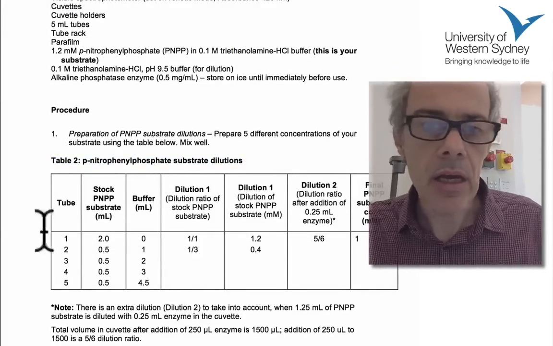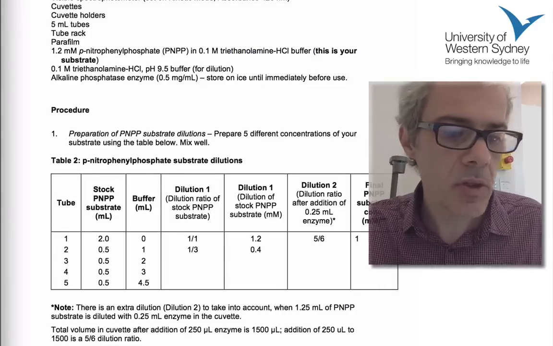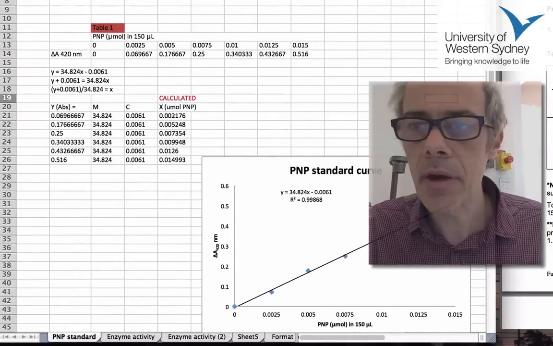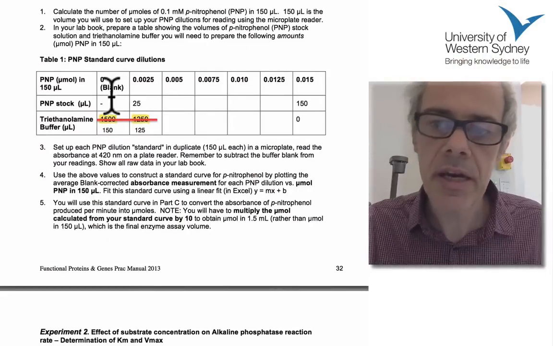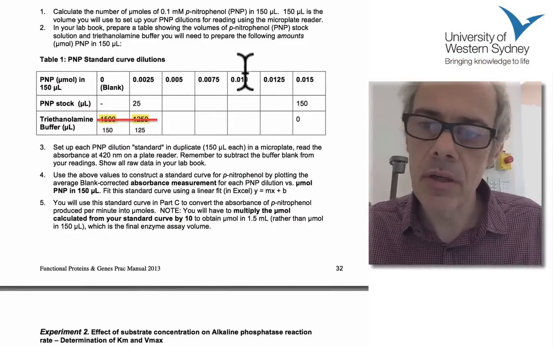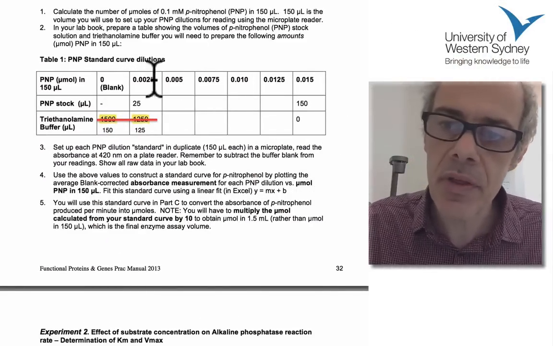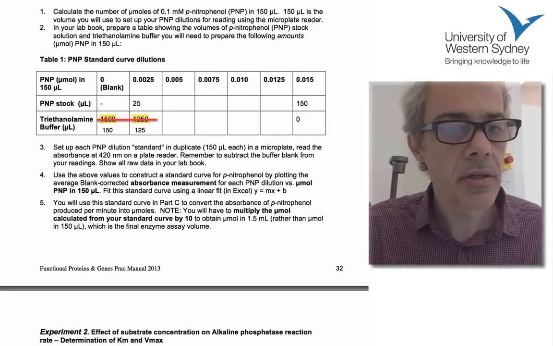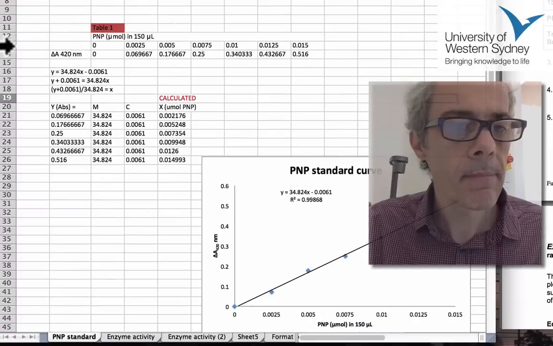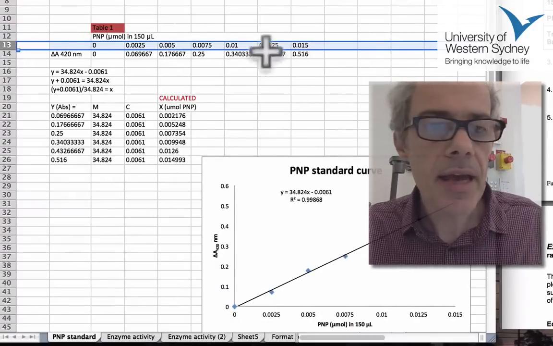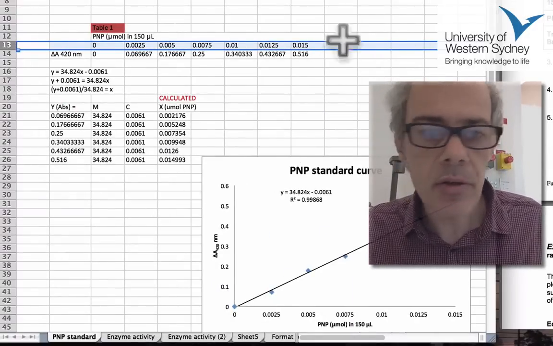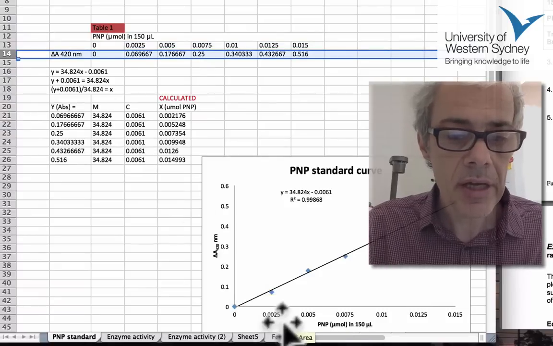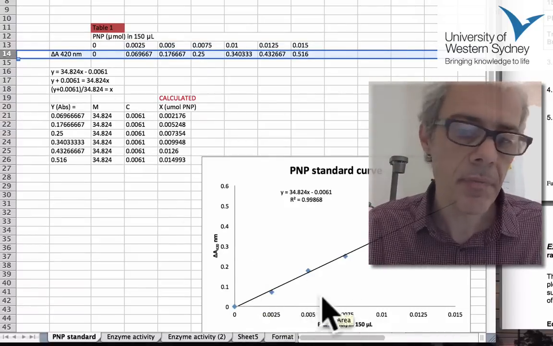So if you look here in my Excel spreadsheet, I have the data here from table one, which was we did a standard curve with these amounts of phenylphosphate. So they're shown here. And then for these values, we measured the absorption readings here. So here's the standard curve that we have.